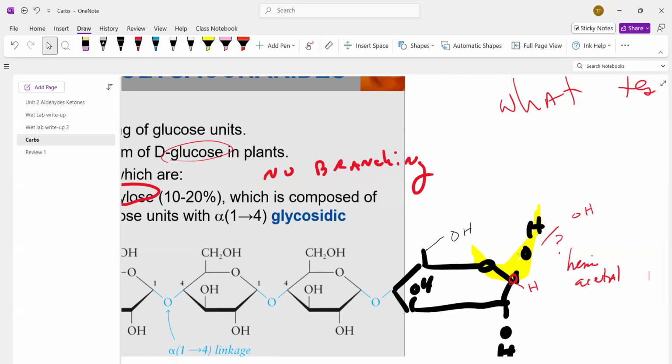So I'm calling it weak because in relation to the thousands of non-hemiacetal monomers, it's 1 in 1,000. So its effect of being a reducing sugar is minimized, but it's still a reducing sugar because of the terminal glucose.